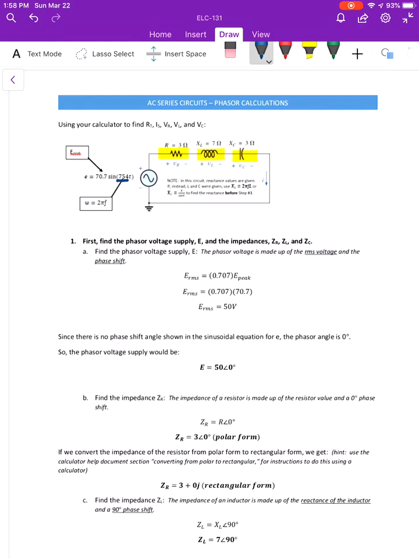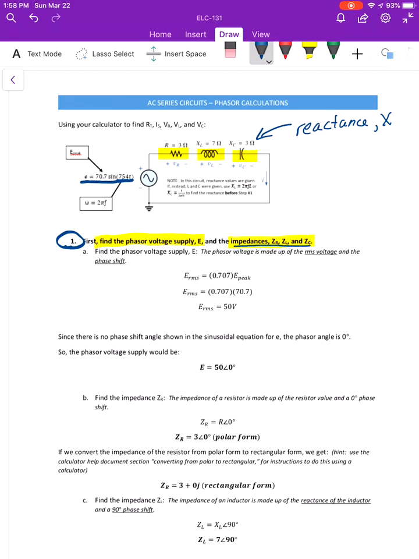And remember, to find the phasor for our sinusoidal equation, we need to find the RMS voltage and we need the angle. Okay, so the first step is we're going to find the phasor voltage, and of course the impedances. All right, we found the reactance. That's what we have here. Reactance, which is the letter X. We're going to find next the impedances, which is the letter Z.